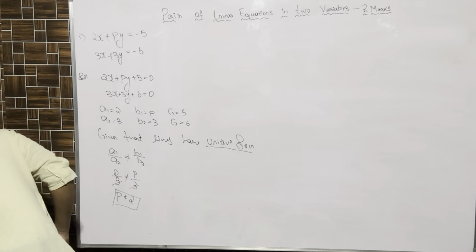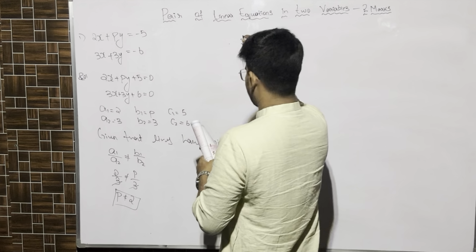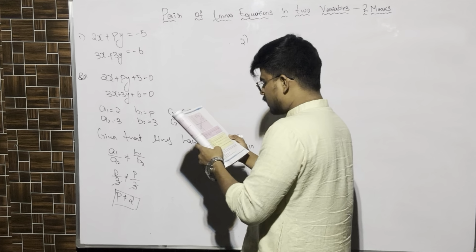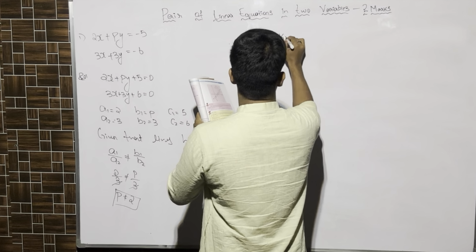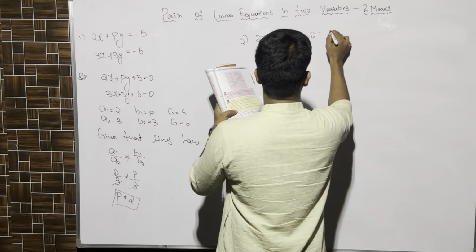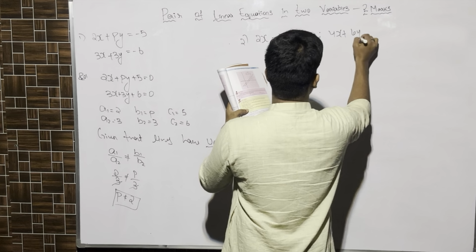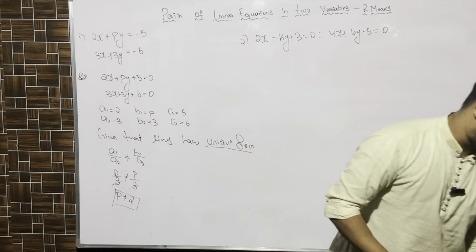Next step. Another similar question. Find the value of K. Here in the second question, we have to find the value of K for which the pair of linear equations 2x minus ky plus 3 is equal to 0 and 4x plus 6y minus 5 is equal to 0 represent parallel lines.